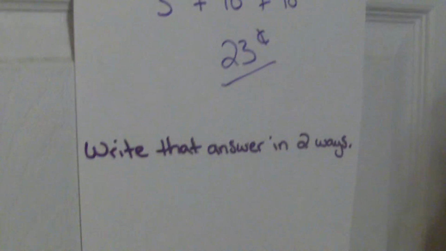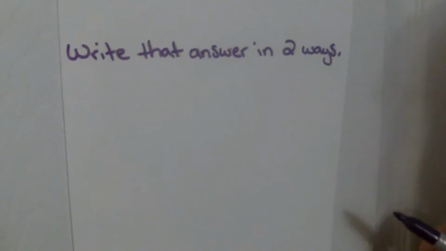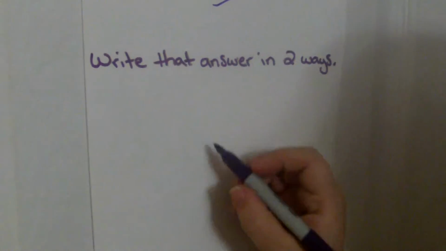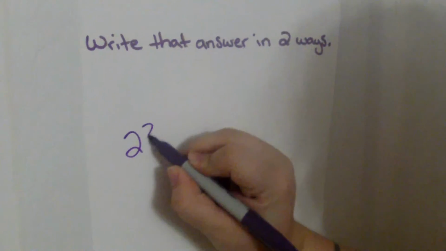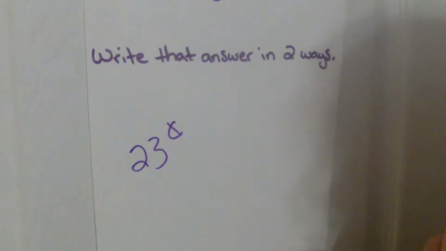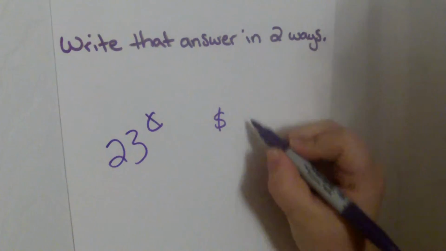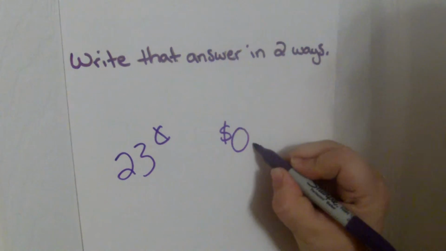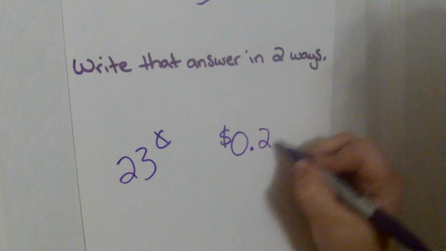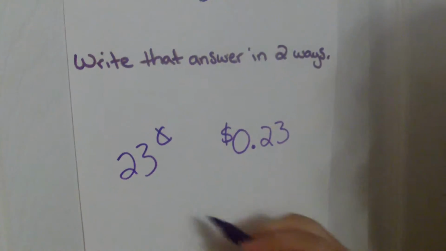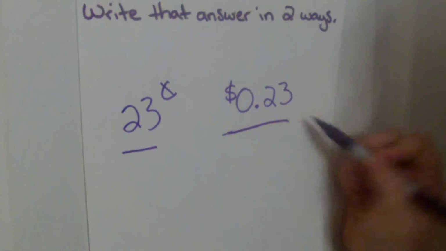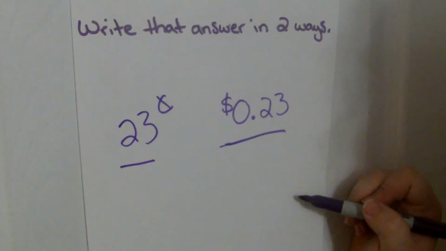So now the second part of the question is to write that answer in 2 ways. Obviously, the first way is the way we just wrote it, 23 and the cent sign. The second way is to use the dollar sign. So remember, you have to put the 0 and the decimal point, and then 2, 3. So these are the 2 ways that you can write 23 cents.